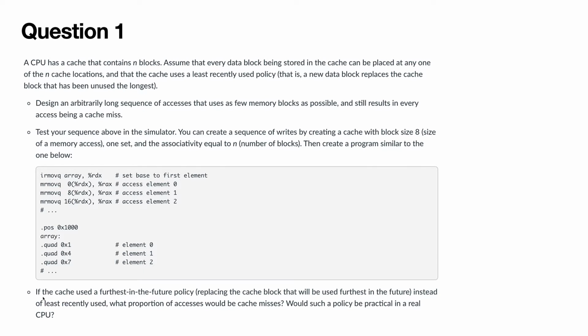Another question is: if the cache used the furthest in future policy, that is, replacing the cache block that will be used furthest in the future instead of the least recently used, what proportion of accesses would be cache misses? Would such a policy be practical in a real CPU? Pause the video and think about this question. After 5 minutes, if you figure it out, you can check out my explanation.